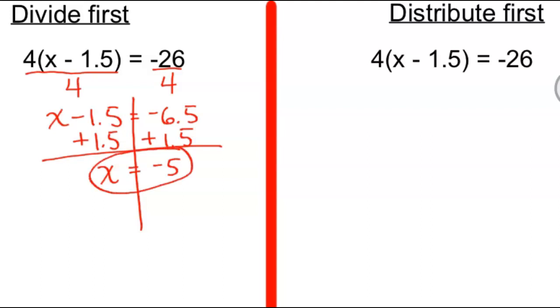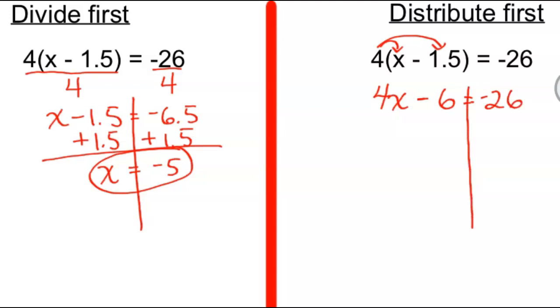Okay, now I'm going to show you the other method, distribute first. So I could choose to simplify 4 times the quantity x minus 1.5 and then solve this. So if I chose this method, I'm going to multiply 4 by x and by 1.5. So 4 times x is 4x. 4 times 1.5 is 6, and I keep the minus sign. So now I have 4x minus 6 equals negative 26, and I'll solve this traditionally like a two-step equation.